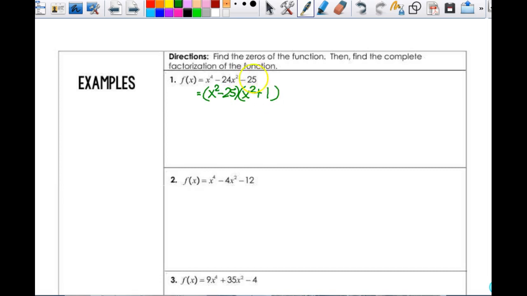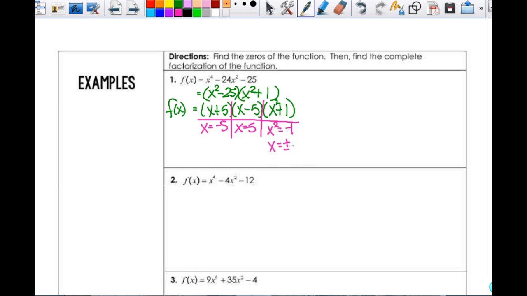Not just that these two numbers multiply to give you this, but that when you do the inside and the outside, you also get that. Can I factor this a little bit more? Yes. So this is going to become x plus 5, x minus 5, and then x squared plus 1. We have been saying we can't factor it anymore. We can. All right, so I need to find my zeros here, because that was the first part of the directions. So x equals negative 5, x equals 5, and then x squared equals negative 1. So x equals plus or minus what? i.